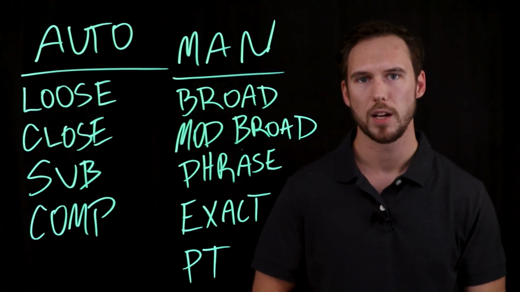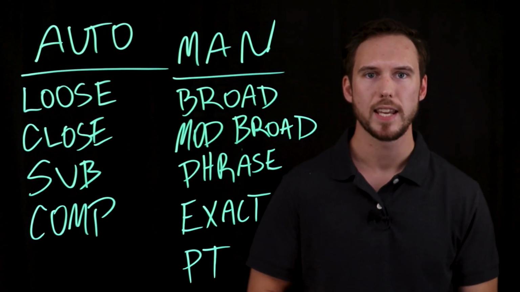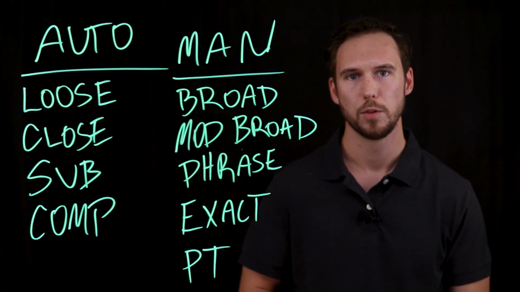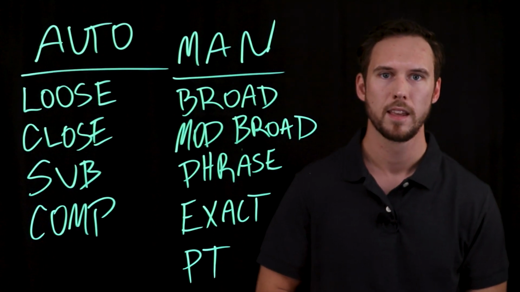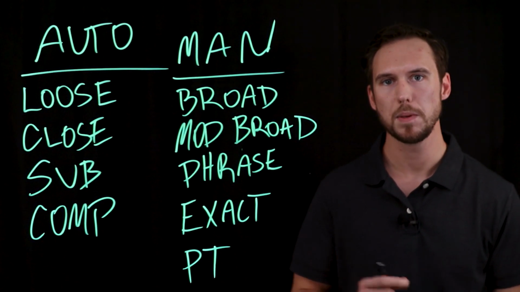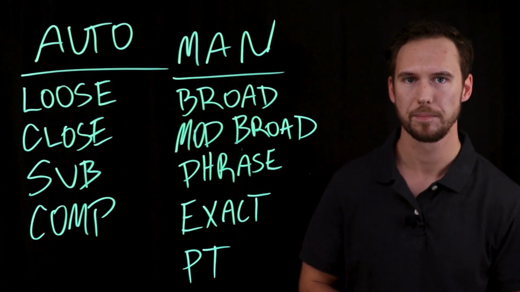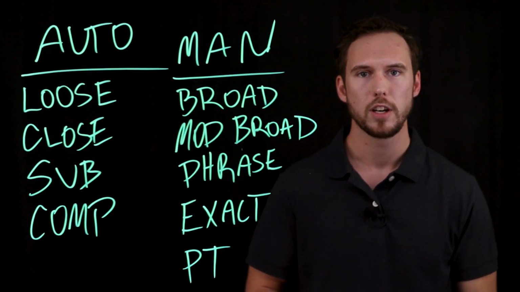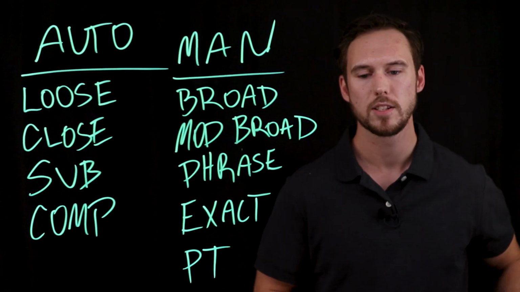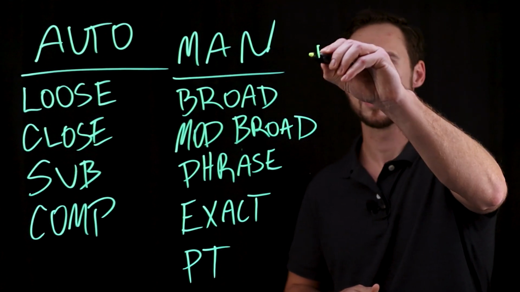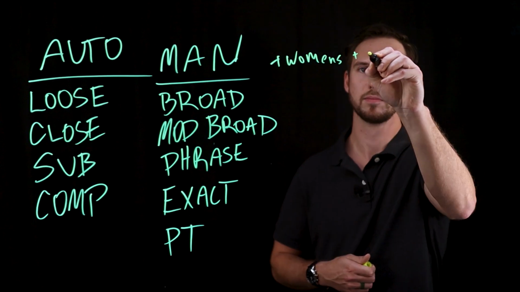To use modified broad match in a keyword, you simply place a plus sign directly in front of the word with no space. This signifies that the word must be present in the shopper's search query in order for the ad to be delivered on a query. For example, let's say you're targeting the keyword plus women's plus shoes. So plus women's plus shoes.